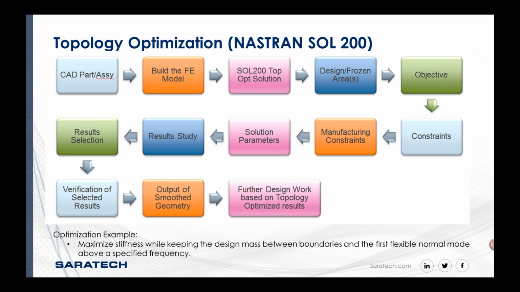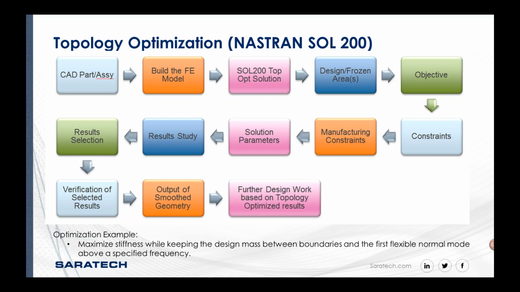We're going to check our study and look at our results. From our results, we go to verification: are these what we want? Then from there, we're going to get new output geometry, and then do further design work based on these results. One thing that's important with topology is that this isn't your final design. This is the introduction to your design to make sure that it is optimized. A lot of times you'll get your results, and then you want to make changes and continue down your design path.